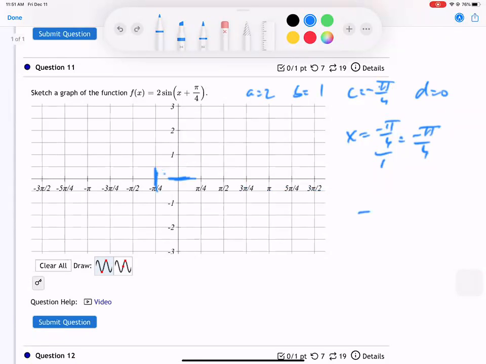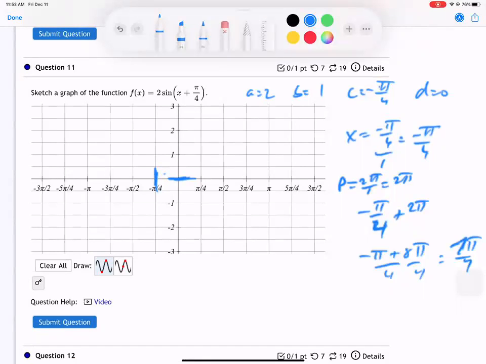Well, we're going to add our negative pi over 4 to our period. Well, what's a period? Period is 2 pi over b, which is 1. Nicely, 2 pi. So when do you stop? That's a common denominator of 4. So we're going to say 8 pi all over 4, minus pi over 4. That's 7 pi over 4. Now 7 pi over 4 would actually be right here. So that's going to be a little toughy.